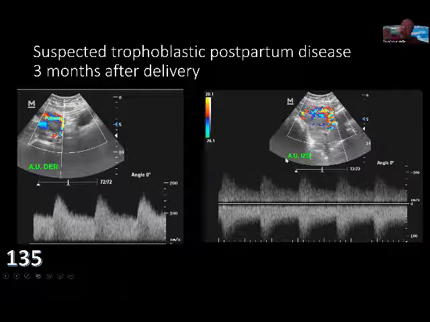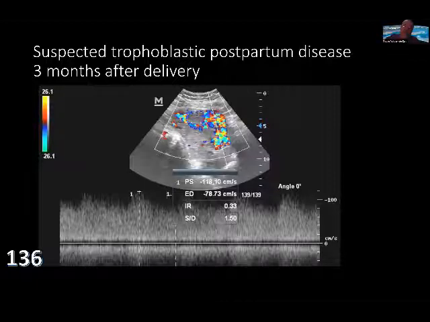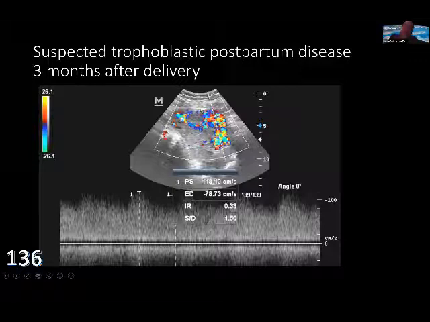This is not normal if her baby is 3 months old. What does that mean? This lady ended up having a hysterectomy because of trophoblastic postpartum disease. This is the image that can be a choriocarcinoma. So we should make an examination of the liver, the whole abdomen, both anexa.